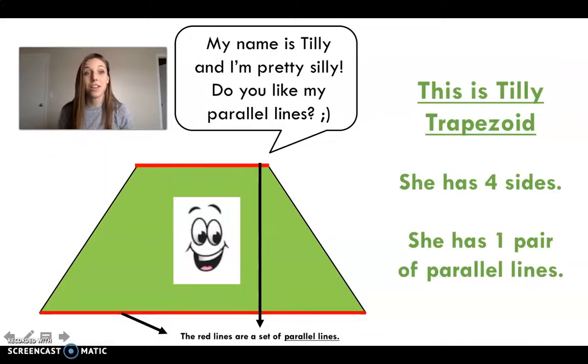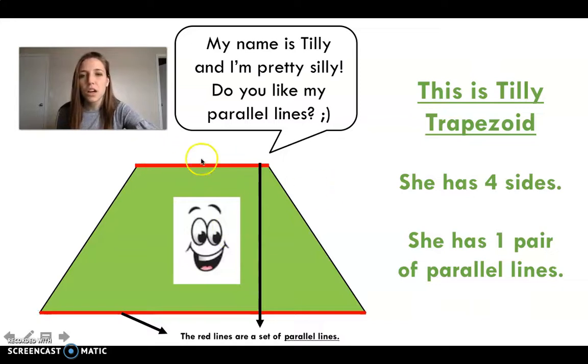Next we have Tilly Trapezoid. So Tilly Trapezoid, she says, my name is Tilly and I'm pretty silly. Do you like my parallel lines? So she has four sides just like all the other quadrilaterals do. And she only has one pair of parallel lines. So that's where she's a little different from square and rectangle.